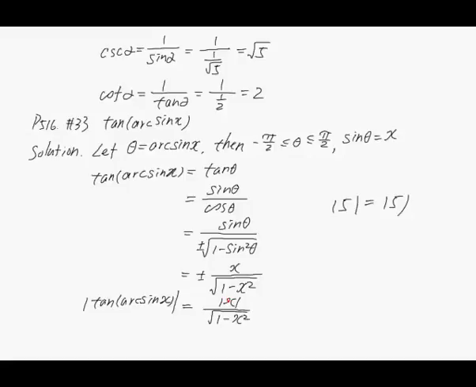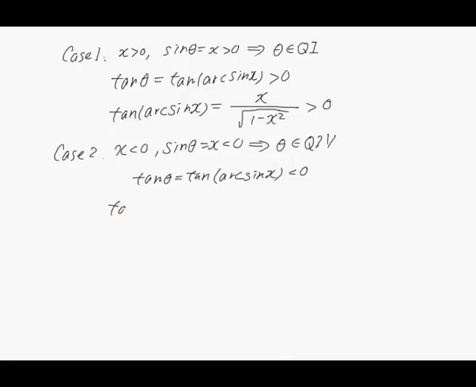So now you go back to this expression. This x is negative and this side is also negative. It is just like the absolute value of negative 5 equal to the absolute value of negative 5 is negative 5 equal to negative 5, right? So the tangent of arc sine x, which is negative, equals x over the square root of 1 minus x squared. So in this case 2, we still have the tangent of arc sine x equal to x over the square root of 1 minus x squared.